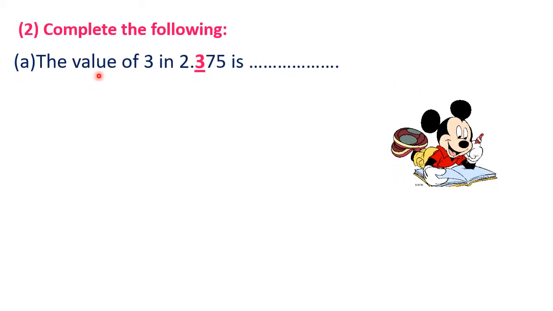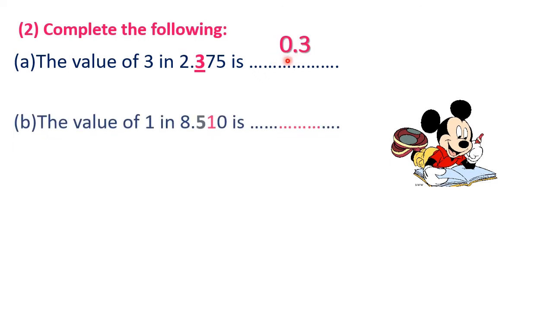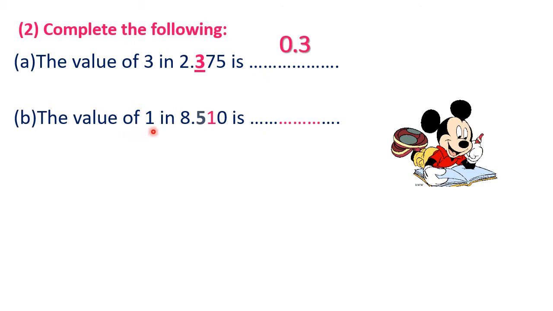To complete the following, to find the value of this number, the answer must be a number. Okay. 3 in what? In tenth. Put 3 in tenth and put the point, and all the numbers before it put 0. The value of 1 in this number, 1 in hundreds. Put 1 in hundreds and put 0 for all the numbers before, then put the decimal point and 0.